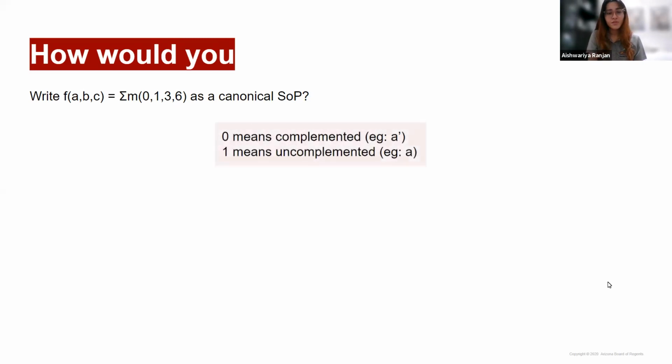Okay, so keep in mind when you have defined SOP that when you expand these numbers, the zeros in them mean it's complemented. That is, for example, a bar, and the 1 means it's not complemented. So we have these numbers in the brackets, if you expand them into 3-bit numbers, because that's what the question specifies, f of a, b, and c.